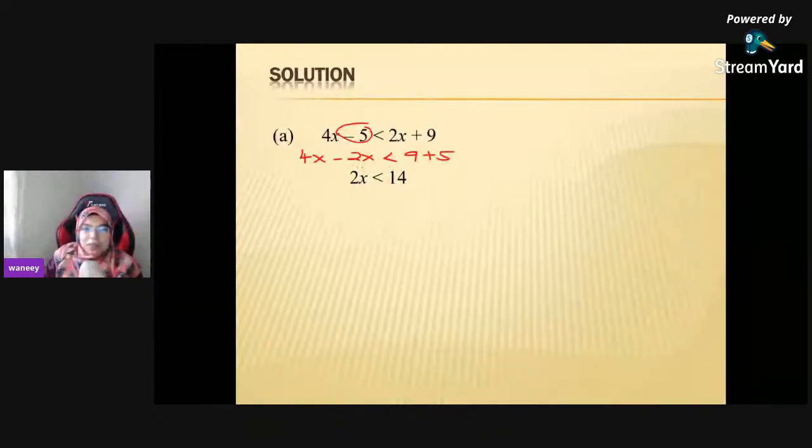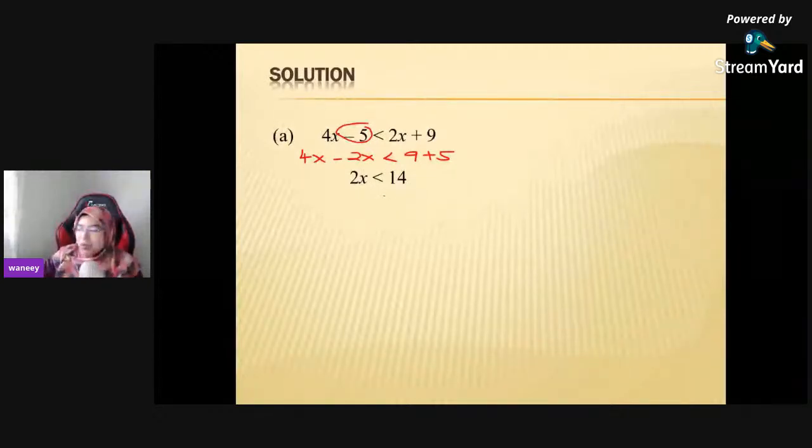So this is simply plus and minus. So that means the inequality sign does not change. Now I want to make sure that I have x as the subject. So in order to get rid of the 2, we can either times with 1 over 2 or we can divide by 2 on both sides.